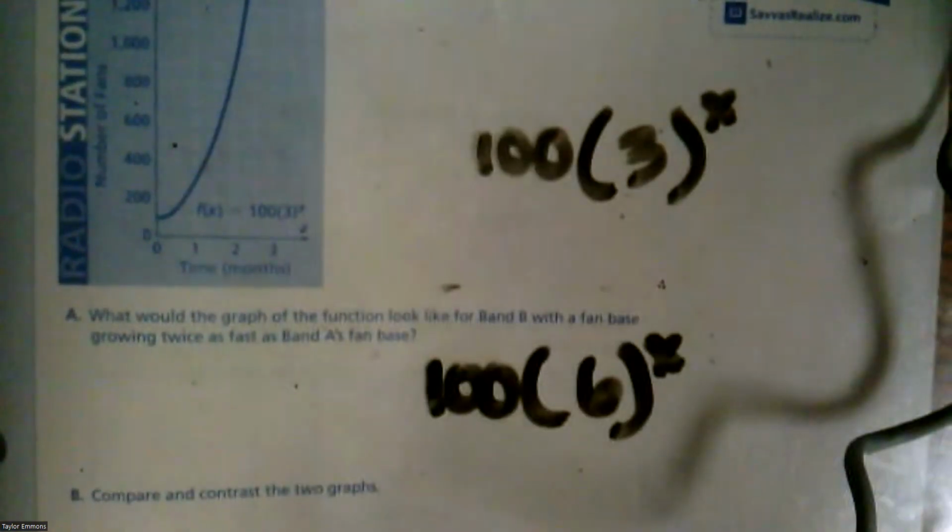Yep, that really is backwards. Okay. Then what's going to happen is we're going to have 100 times 6 raised to the x.